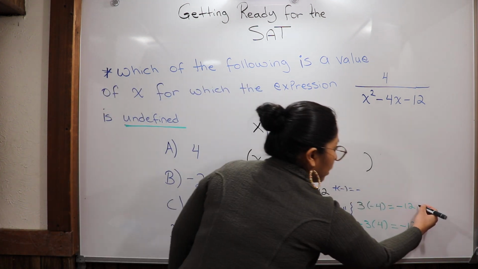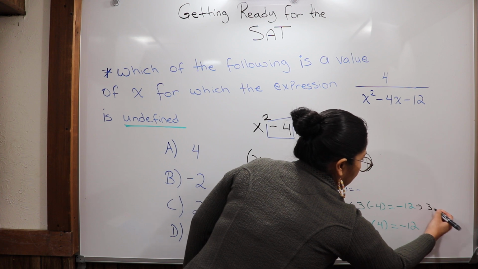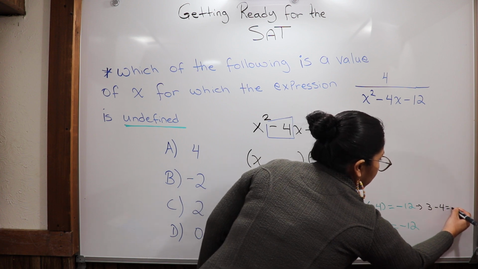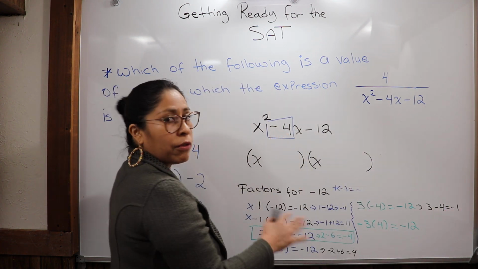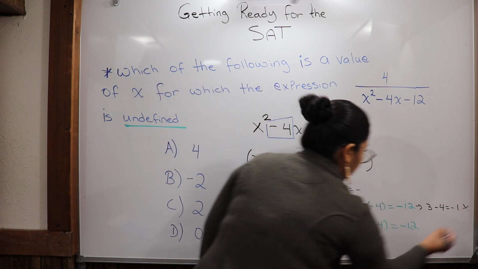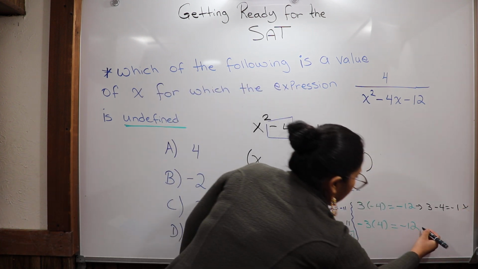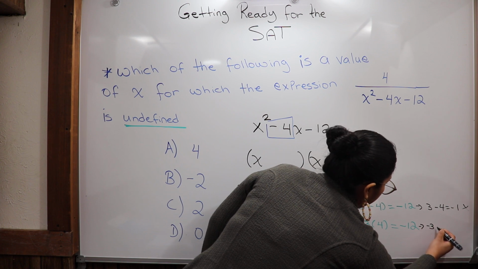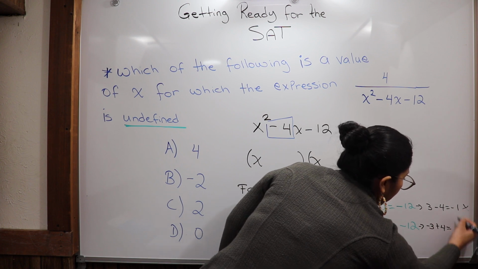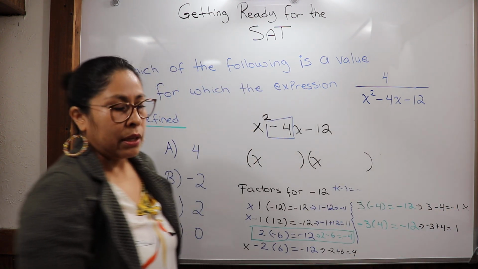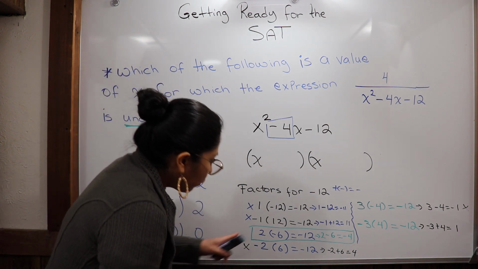Now I move to this one. And this is going to be 3 minus 4. It's going to be negative 1. This is negative 4, so you can see it doesn't work right here. Now for this one, it's going to be negative 3 plus 4. So you can see one is positive, one is negative. So I have those two factors.